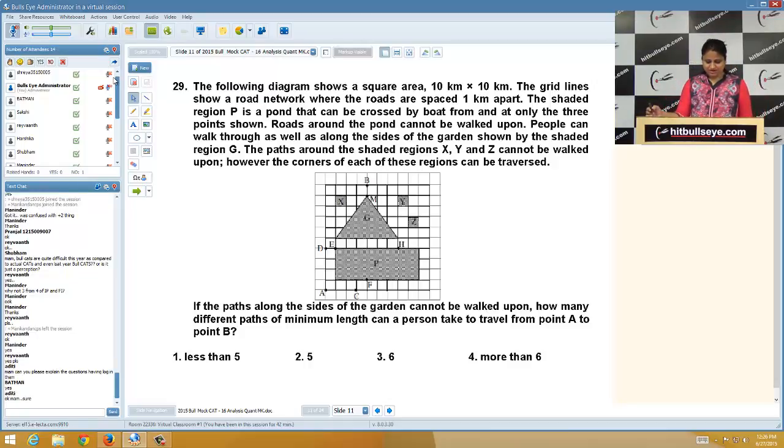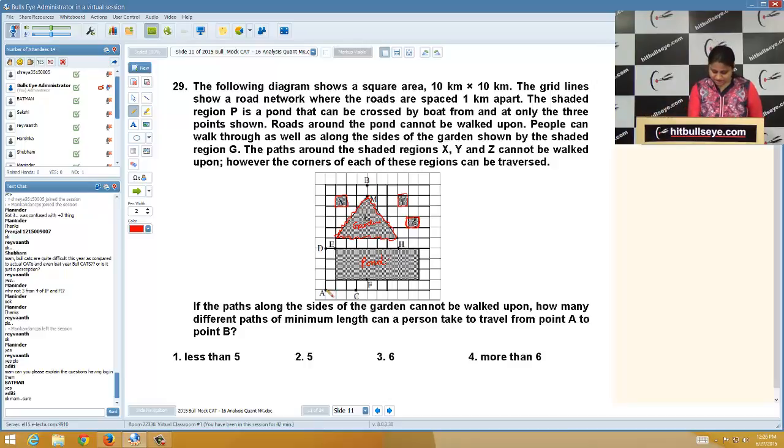Okay, you are given a grid, and this is a garden. This is a garden, a pond, and some barred area. But you can touch the corner here, and the whole story you have read, I think. The paths along the sides of the garden cannot be walked upon, it means you cannot take this path now. How many different paths of minimum length can a person take to travel from point A to point B? We want to go from A to B, and we cannot take that slanting path. So we want to calculate the number of paths.